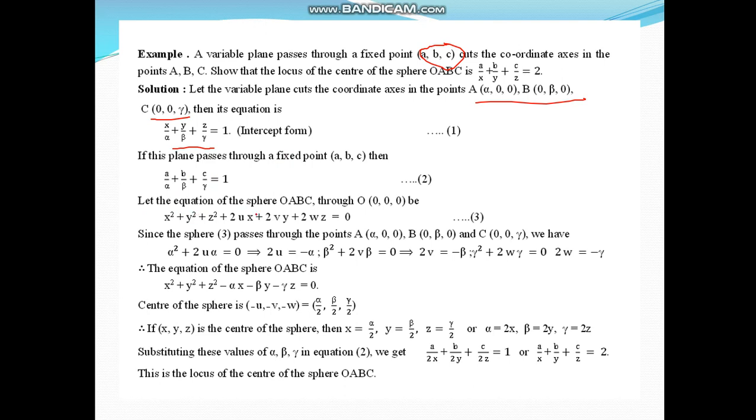Now let us suppose that equation of sphere through A, B, C and O is given by this. This passes through the points A, B and C. So in the similar way, we get twice u, twice v and twice w. So equation of sphere will become this here. Now we can find center by this formula, minus u, minus v, minus w, that is alpha by 2, beta by 2 and gamma by 2.